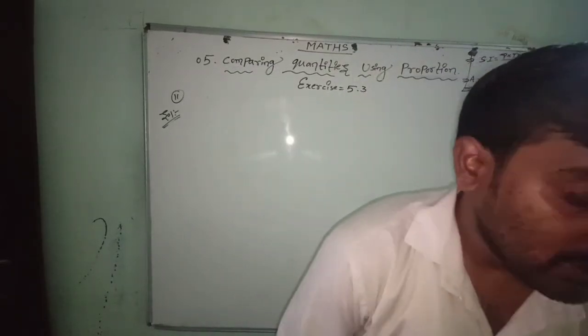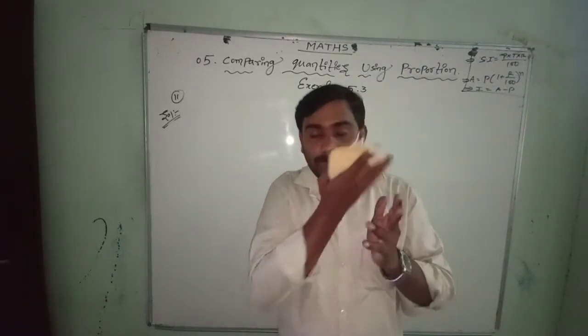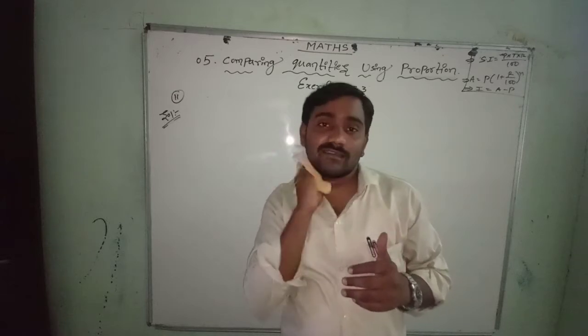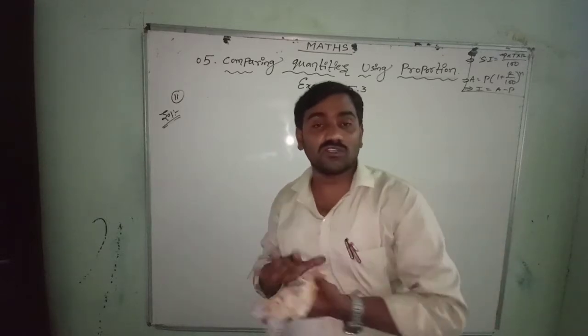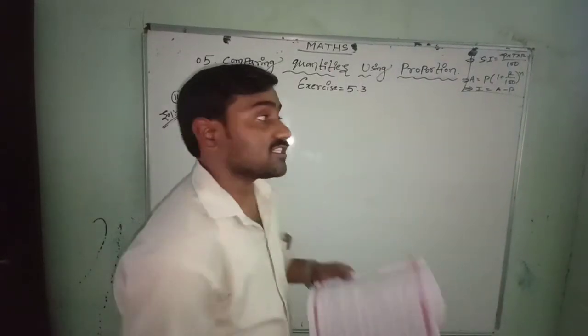Here she takes a loan for 2 years 4 months. For 2 years they calculate compound interest. Then for 4 months they take simple interest. We have done some questions. For 2 years we have to find out the compound interest. For 4 months we have to take simple interest.